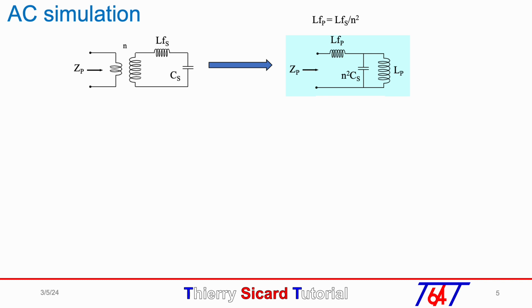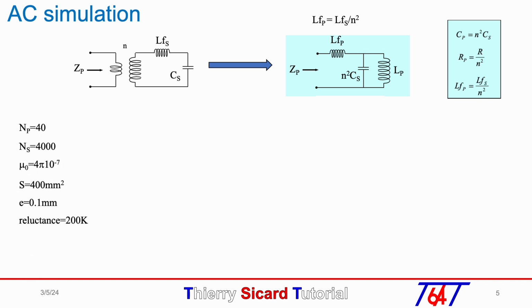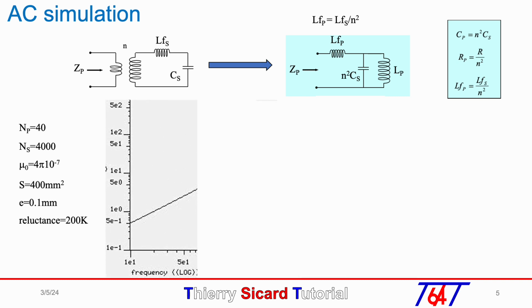The primary impedance Zp of this circuit includes the primary inductance Lp, the output capacitor and leakage inductance viewed from the primary side, N square Cs and Lf over N square. See the Riemann formula. The main data for the ignition coil are shown on the left. Now we plot the AC primary impedance of the ignition coil model.